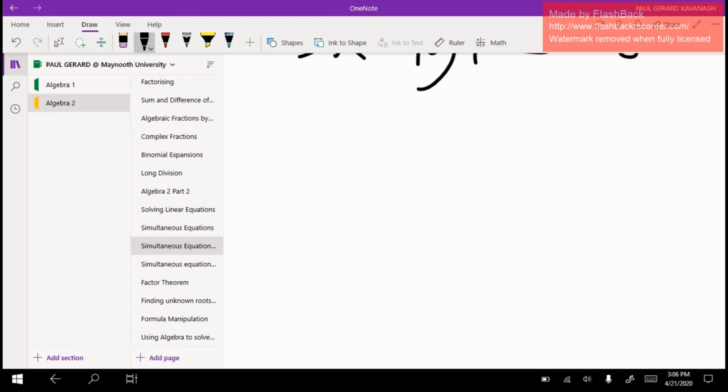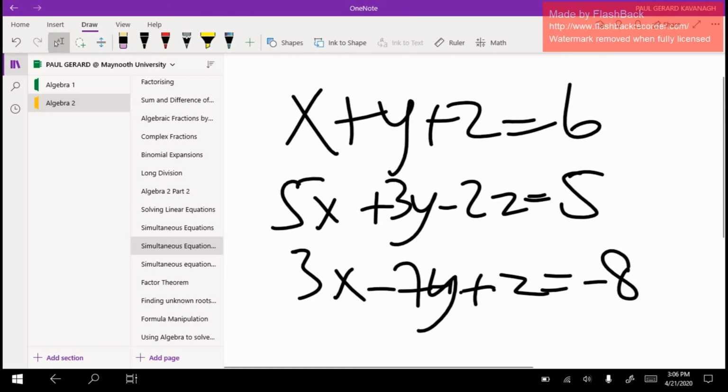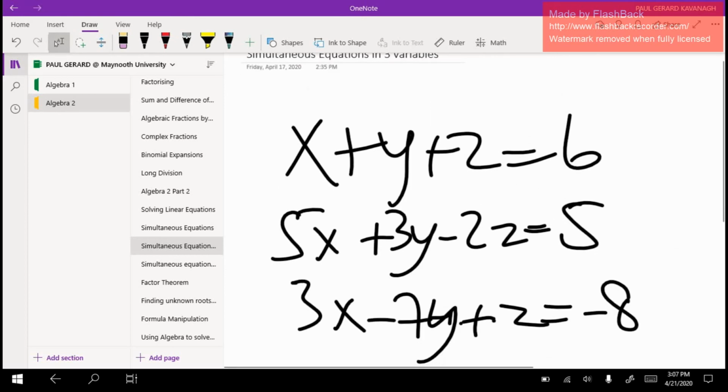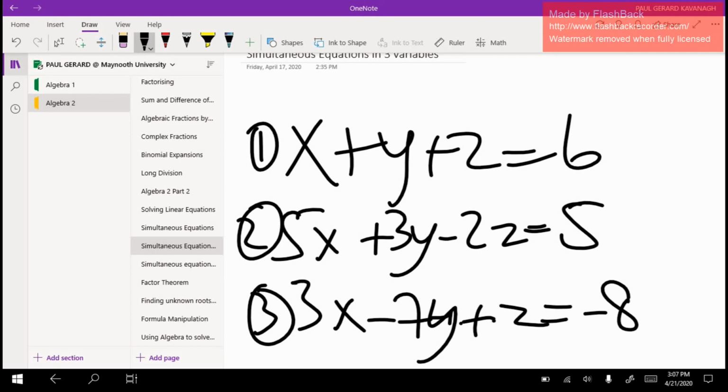So bring this down and I'll look at your equations. Is there anything we can cancel out straight away? Yes, we can cancel out the z. So you can take equation 1 and equation 3, the one is going to be equation 2.